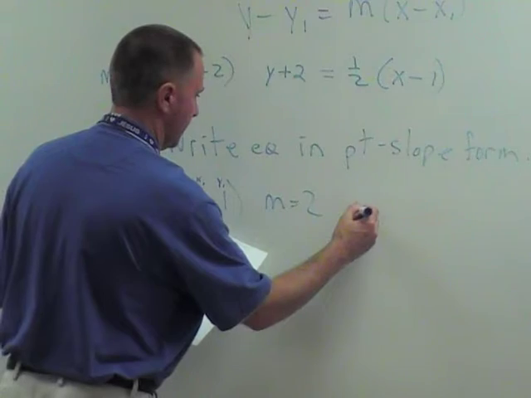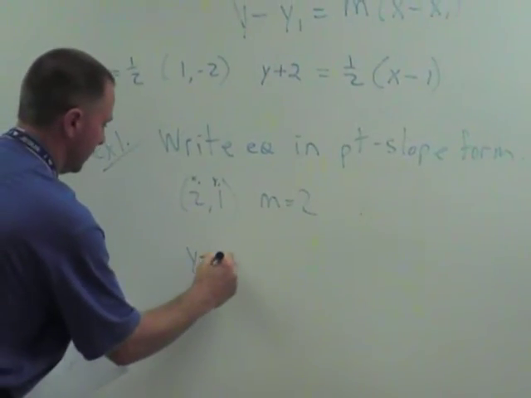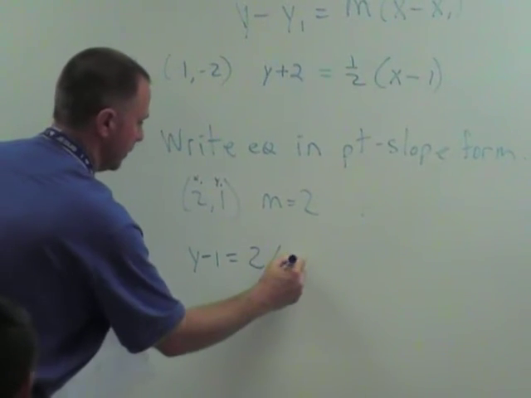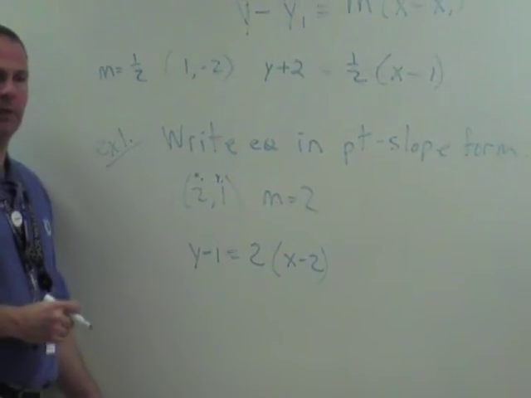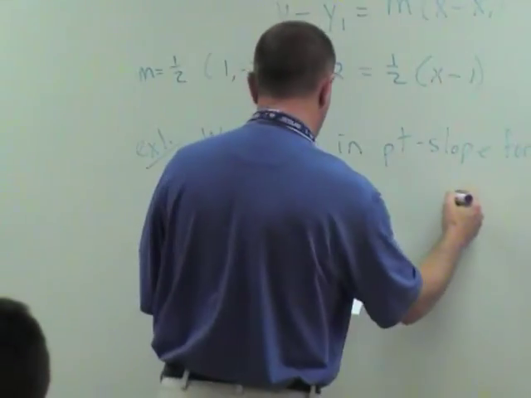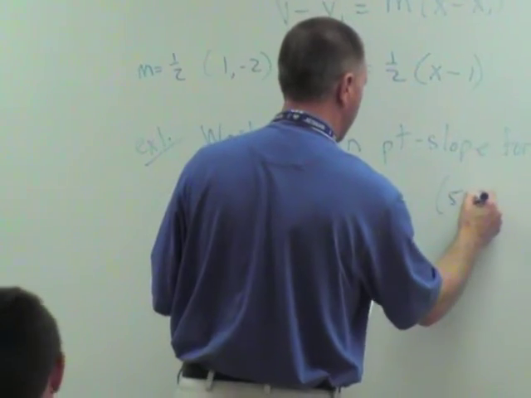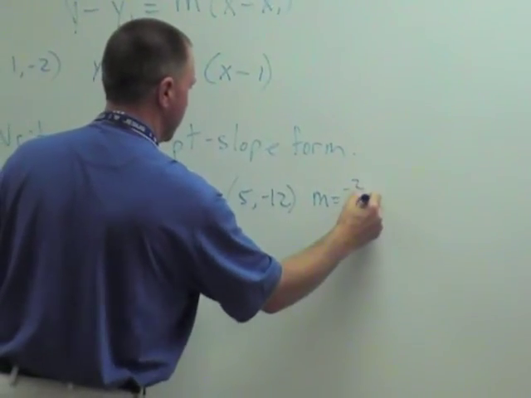So y minus 1 equals 2, start parentheses, x minus 2 in parentheses. Correct. Who got that right? Oh, you guys are brilliant. All right, try this one. Here's the point 5, negative 12, and the slope is negative 2/5.